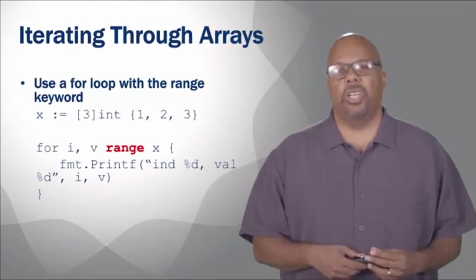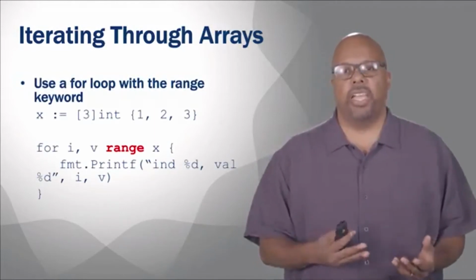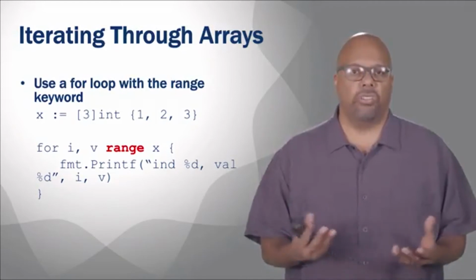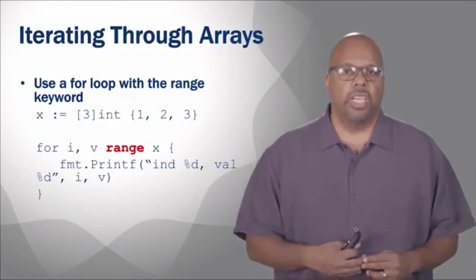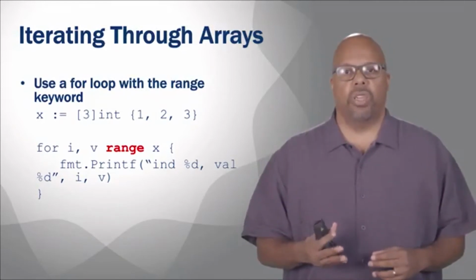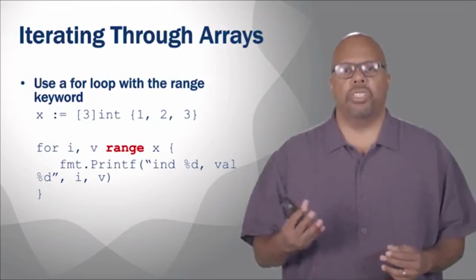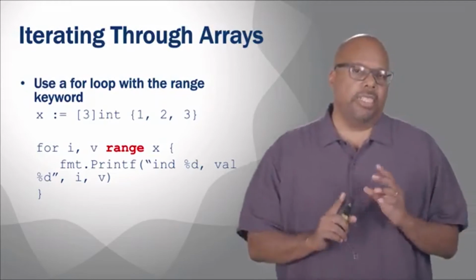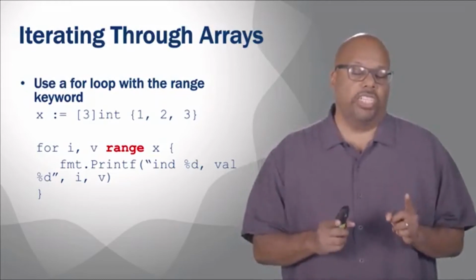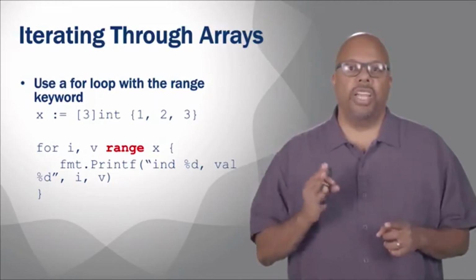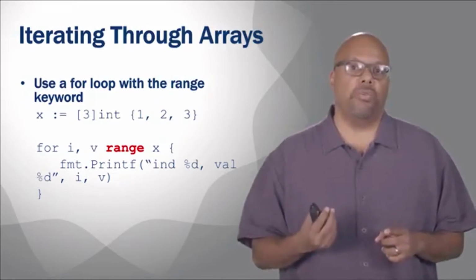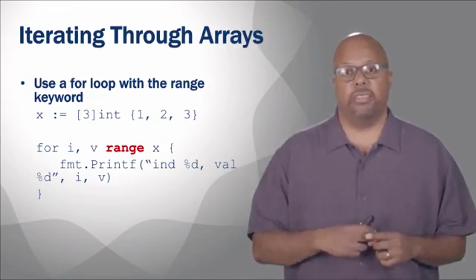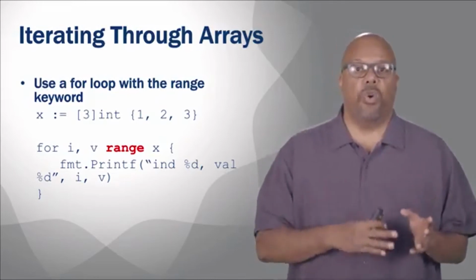You can see in the code here, we've got some sample array, 1, 2, 3. It's just 3 elements in it, 1, 2, 3. Now we want to iterate through this array. Maybe we want to print out each element of the array. So we make a for loop. Now notice that I have highlighted the range keyword. To the right of the range keyword is the name of the array that we want to iterate through. So range x. To the left, we say for i comma v.